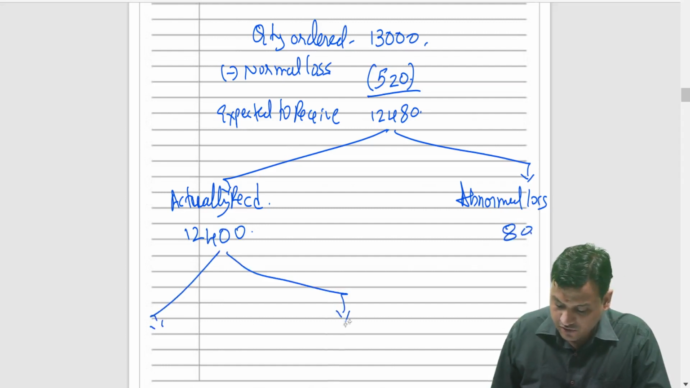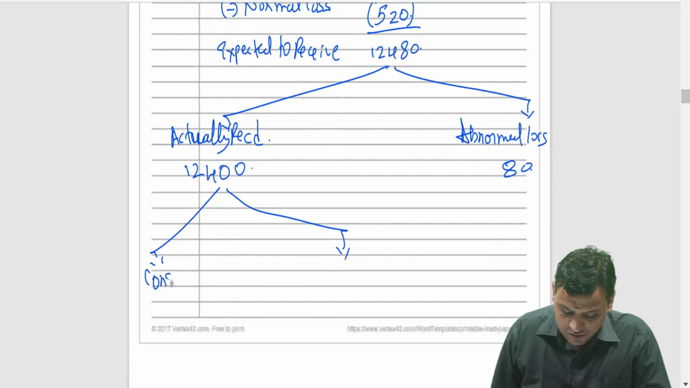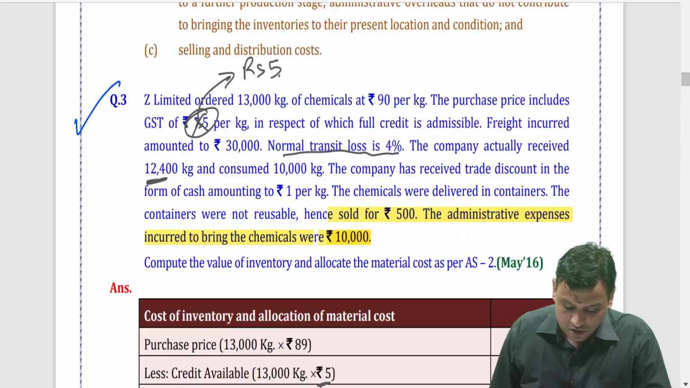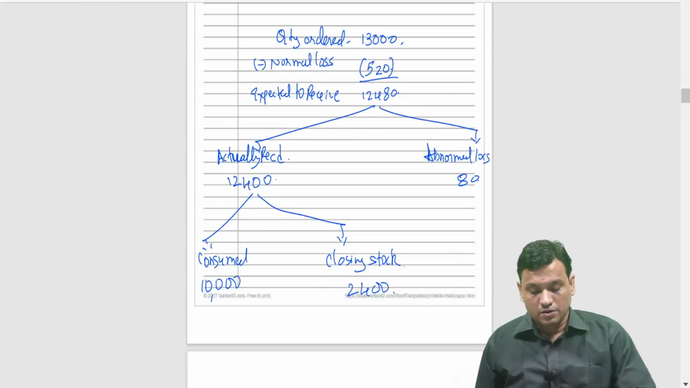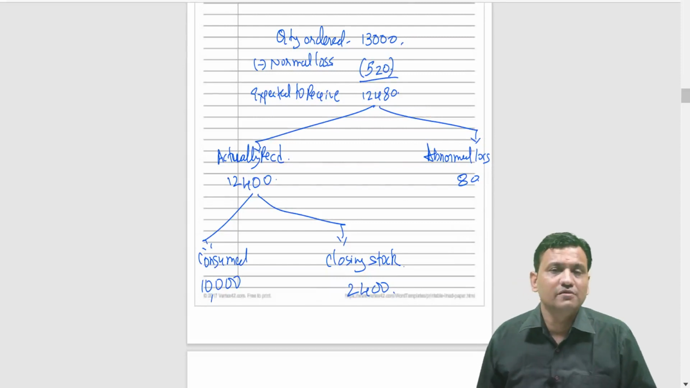Out of received, how much is consumed? Remaining is nothing but my closing stock. How much got consumed? 10,000. 2,400 is closing stock. Yeah. The same type of question was there in our classwork also.